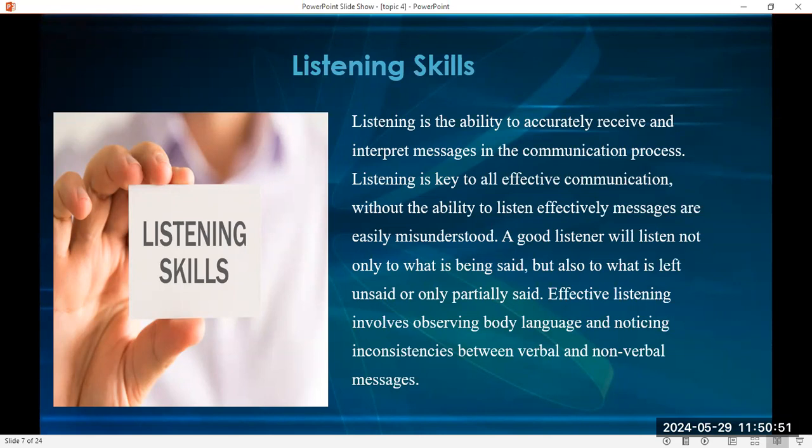You are able to listen to what is being said, and actually to more than what was being said. You are able to read between the lines. That is listening. Listening is the ability to accurately receive and interpret messages in the communication process. If someone asks you what listening is, you must be able to tell them: to actively receive messages, and after receiving those messages, to interpret them correctly in the communication process.